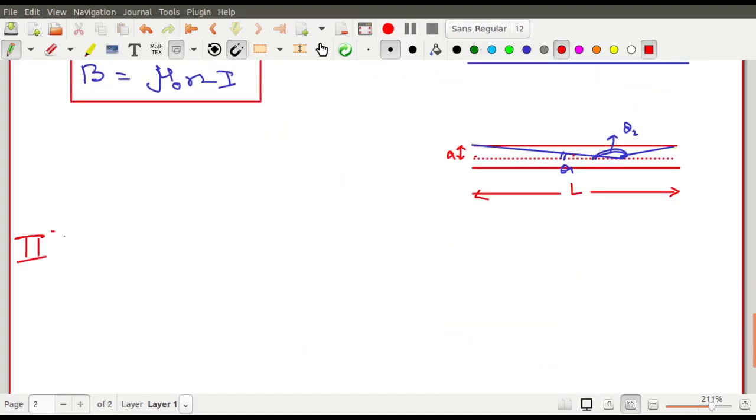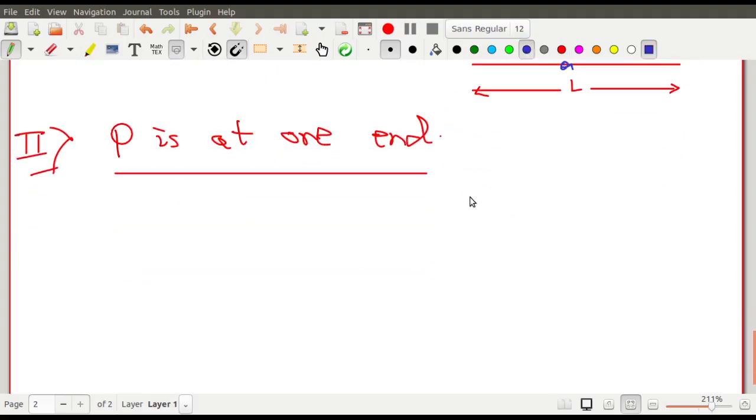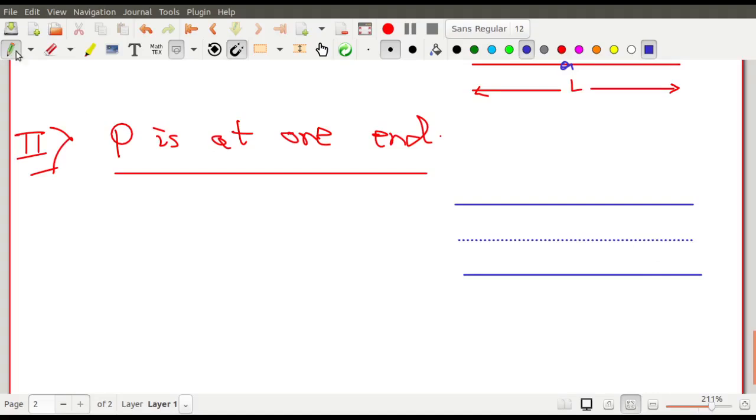The next case is P is at one end. If this P is at one end of the solenoid, then what happens? Let me draw a diagram once again for it. So it's drawn.